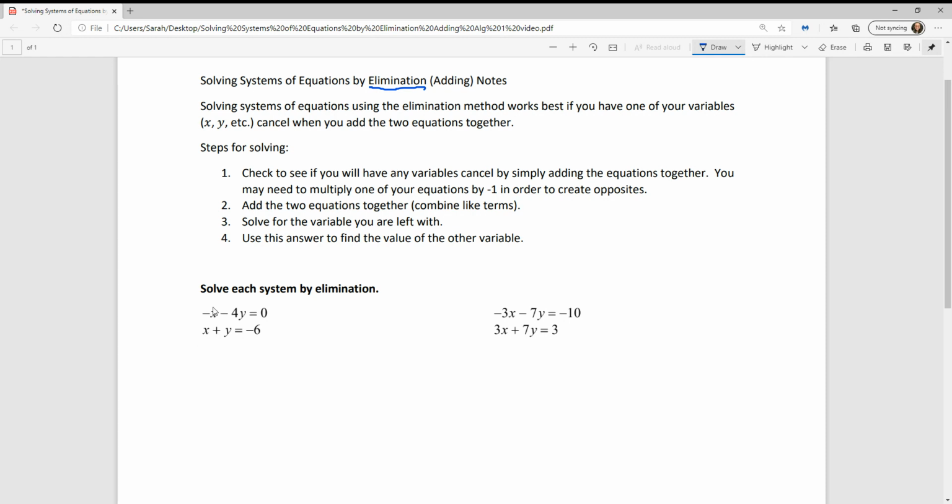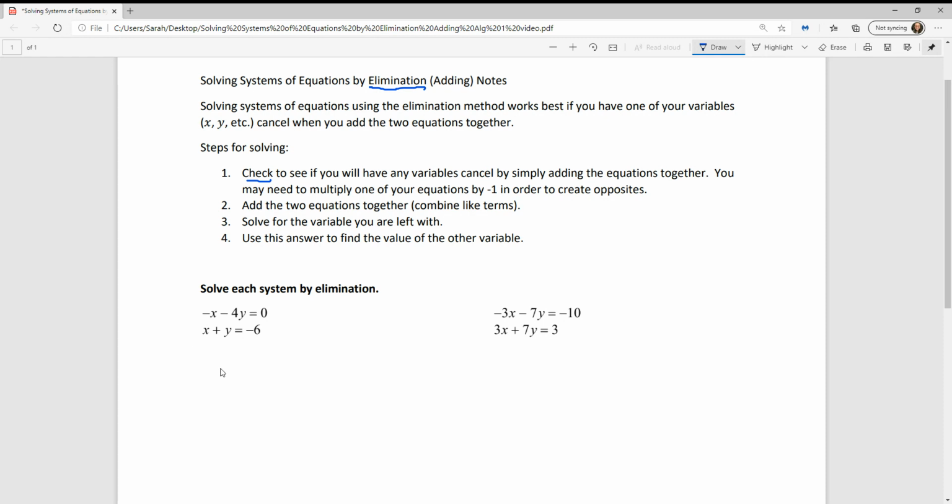So just like we've seen with substitution and with graphing, we've been given two equations. If we want to try to use the elimination method, what we want to do first is check to see if anything will cancel right away when we add the equations together. So let's look at this first problem as an example.